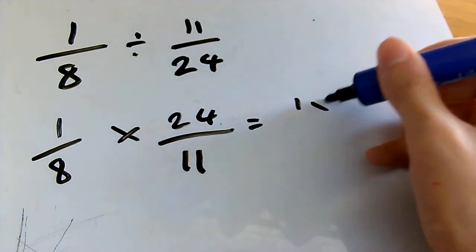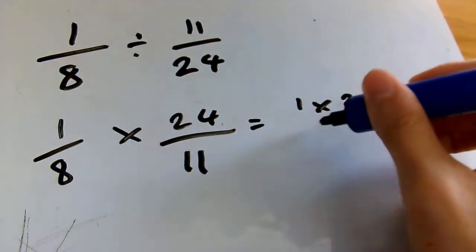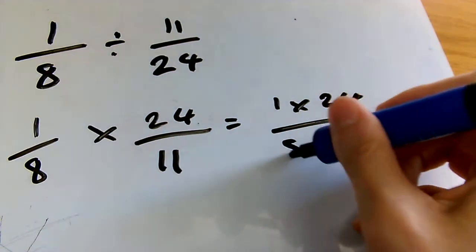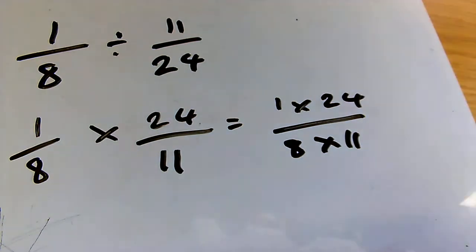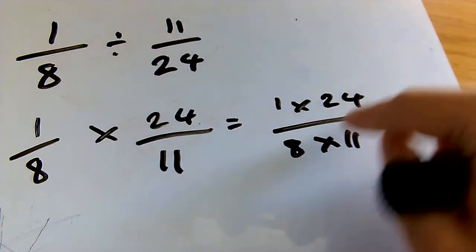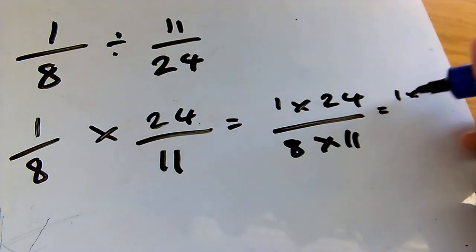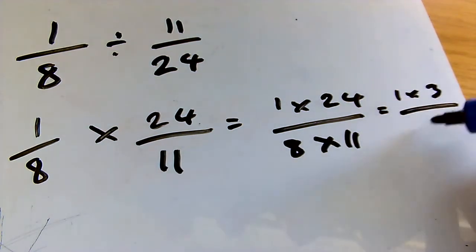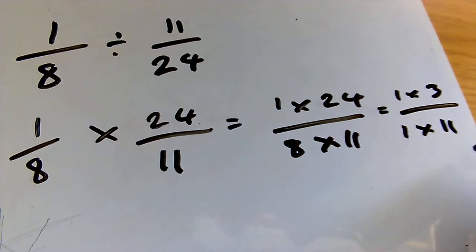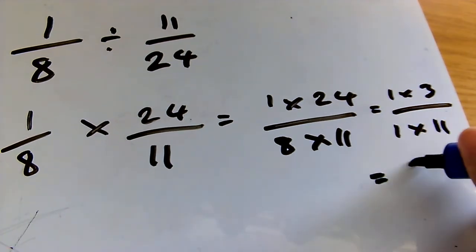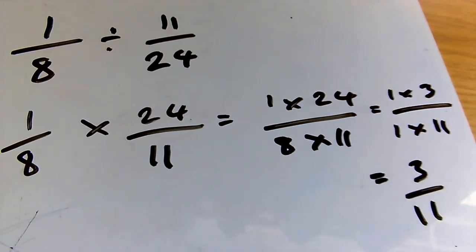So it's going to become 1 times 24 on the top, and on the bottom it's going to become 8 times 11. Well, they're in the same fraction. You can divide that and that by 8, so you end up with 1 times 3 over 1 times 11, which is pretty easy. It's that. And that's the final answer.